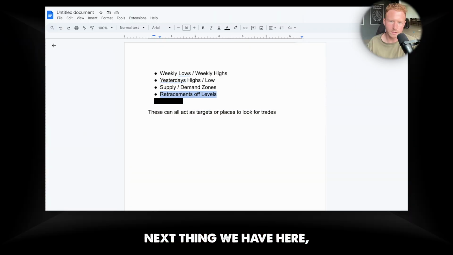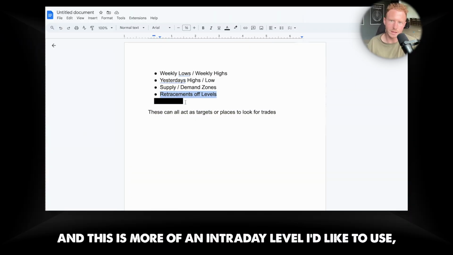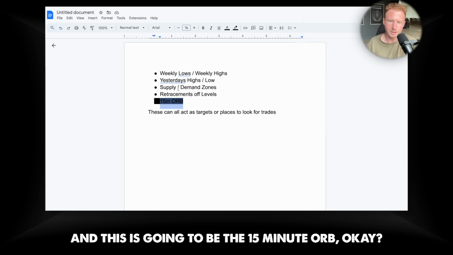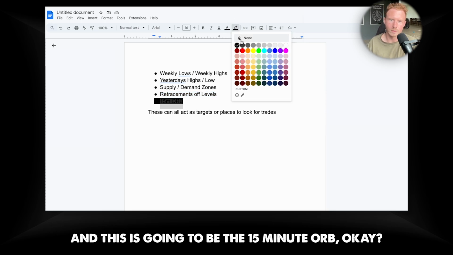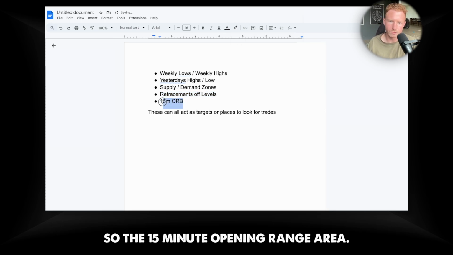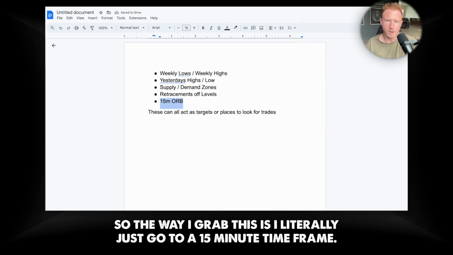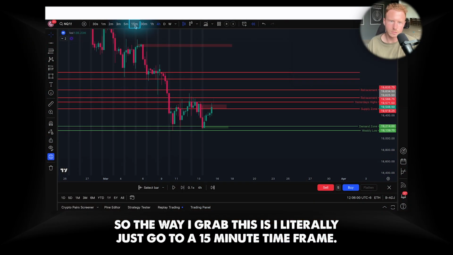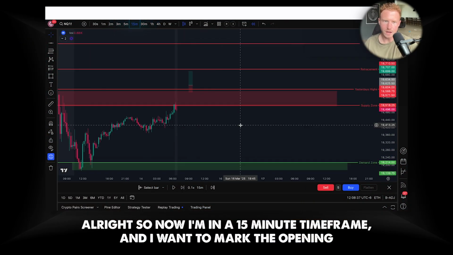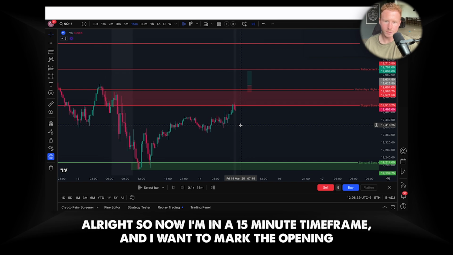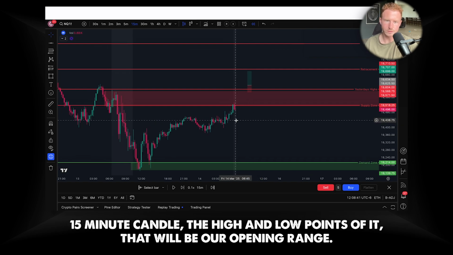Next thing we have here, and this is more of an intraday level I like to use, is going to be the 15-minute ORB. Okay, so the 15-minute opening range area. The way I grab this is I literally just go to a 15-minute time frame. All right, so now I'm in a 15-minute time frame, and I want to mark the high and low points of the opening 15-minute candle. That'll be our opening range.